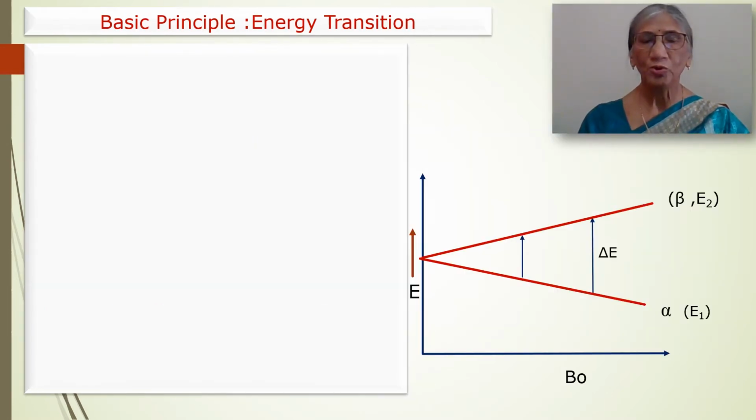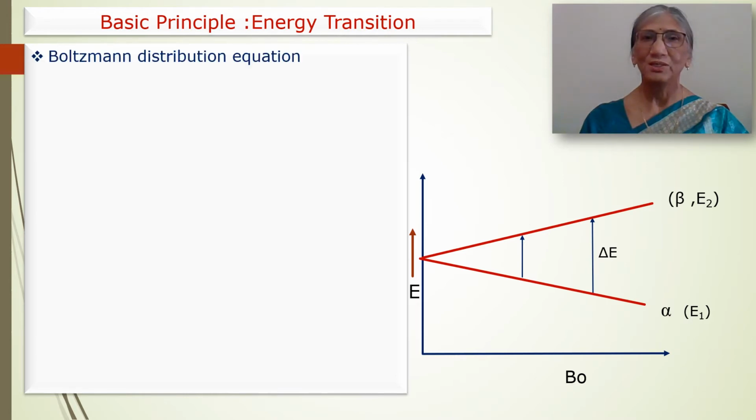The population of nuclei in two energy states can be determined by the Boltzmann distribution equation. In this equation, n upper shows the population of nuclei in the upper energy state and n lower shows the population of nuclei in the lower energy state, equal to e to the power delta E by kT, where T, capital T, is the absolute temperature and k is the molecular gas constant. This can be modified to h nu upon kT, where h is Planck's constant.